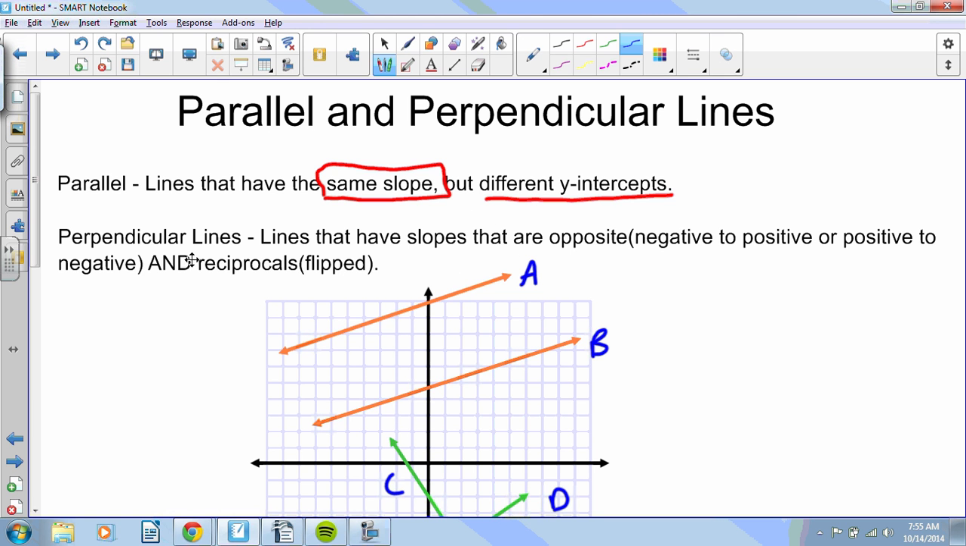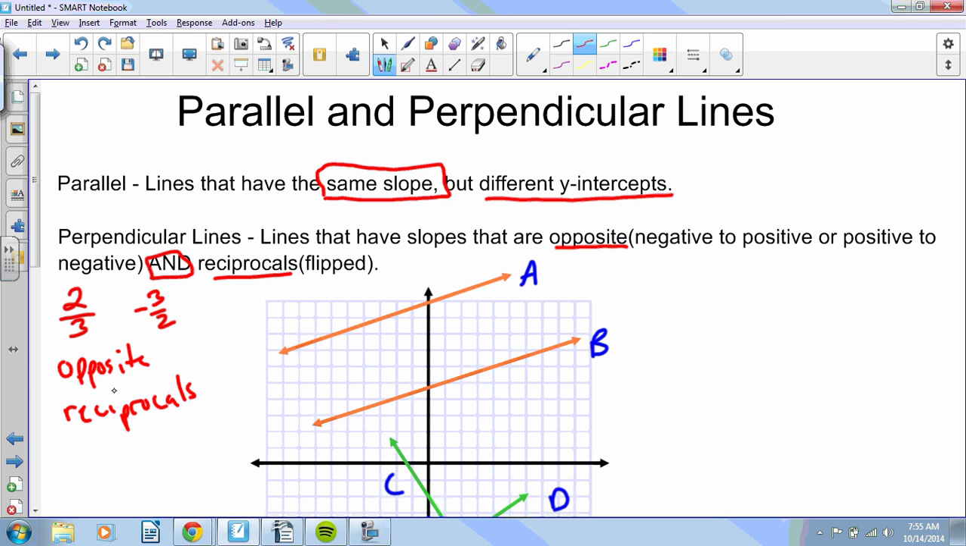Perpendicular lines, on the other hand, are lines that have slopes that are opposite. And important, big capital letters, this is a both thing, reciprocals. They're flipped. So the signs are different. One's positive, one's negative, and they're flipped of each other. So if I look at the same idea there, 2/3 and -3/2, those are called opposite reciprocals. So that's what we're talking about with perpendicular lines. So the slope goes from there.